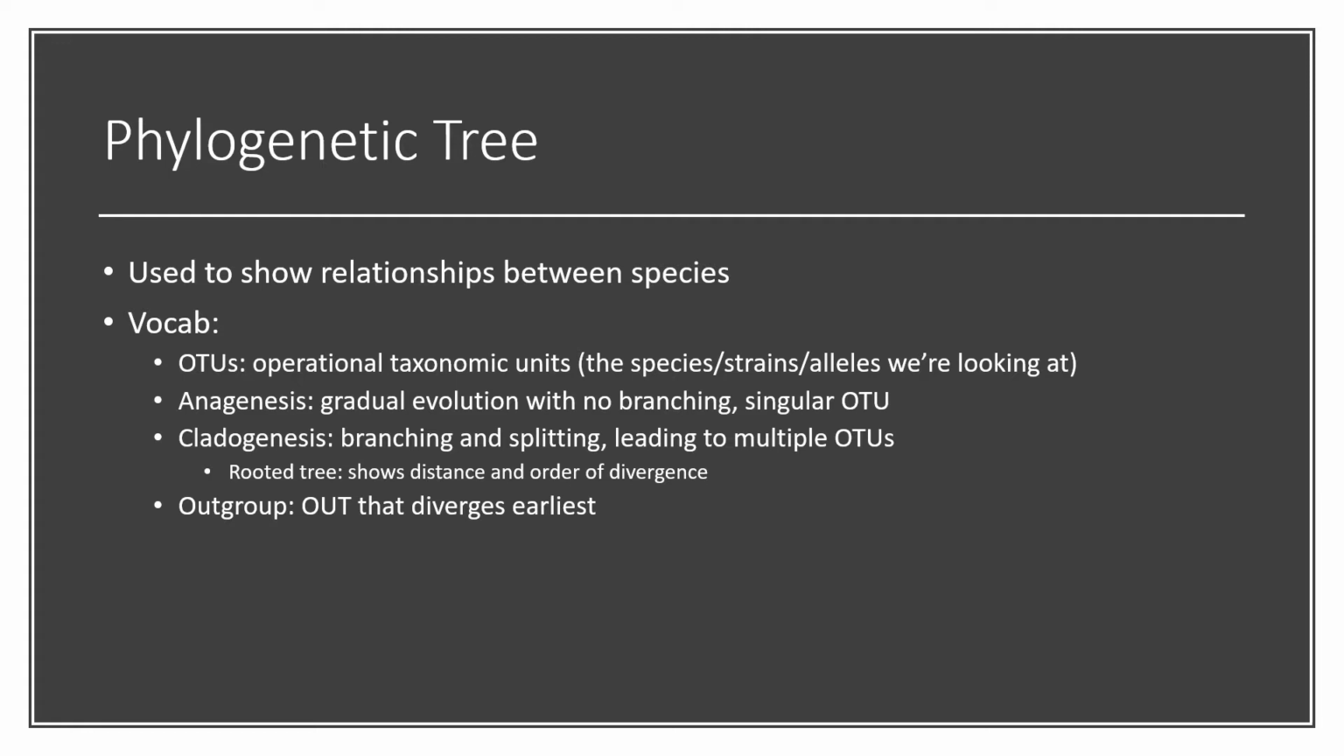And this example is going to be a rooted tree, which shows the distance between OTUs and also the order of divergence. So we'll be able to see how each species is related to the other. And then outgroup is an OTU that diverges the most early on in the tree.